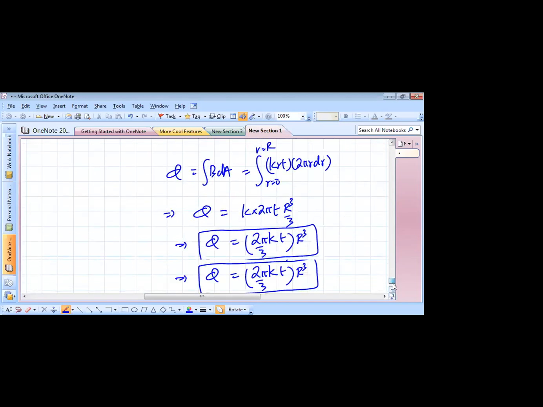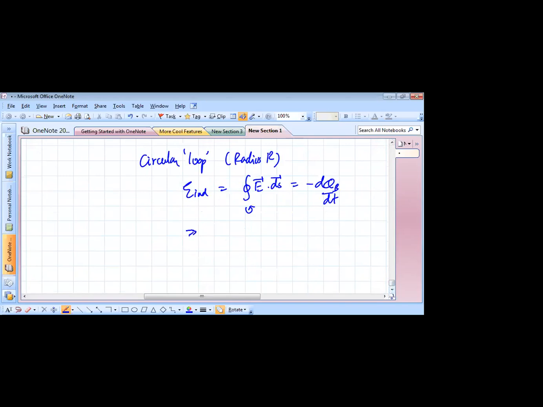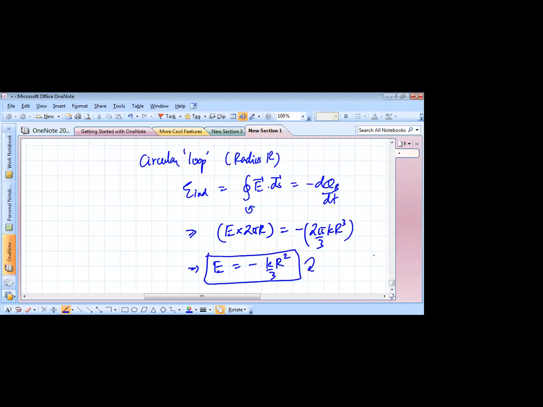So this will tell me that the electric field times 2 pi capital R will become minus of 2 pi by 3 k into R cube, as I have. So the electric field is minus of k by 3 R square. The minus sign shows that it is a clockwise electric field. Clear now, Vita Dhruv? Yes, sir.